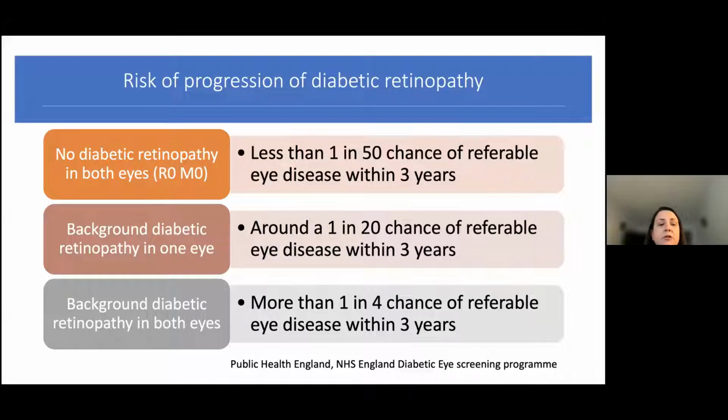If you've got background retinopathy in both eyes, then this chance really does increase to 1 in 4 within the next 3 years that you might develop a referable level of retinopathy. So once you've got background retinopathy, your risk of progression is that much more. So what we want to do is try and delay it developing for as long as possible, really.